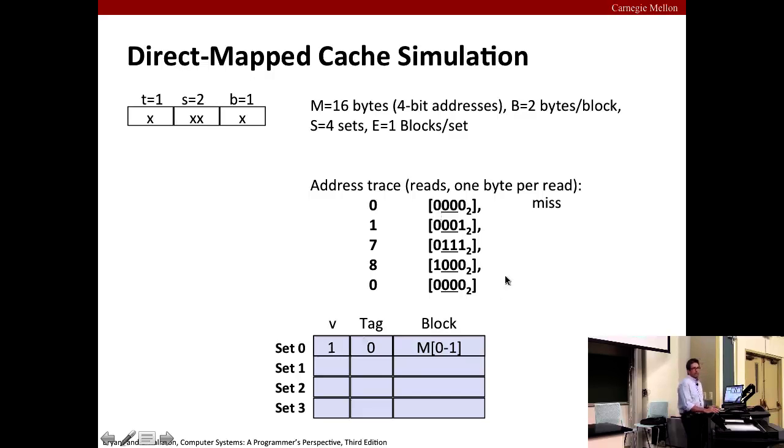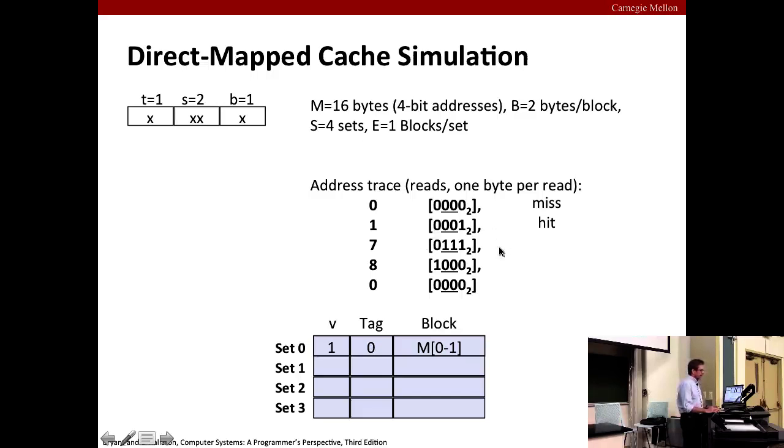Okay, now the next address that comes by is address 1. Well, that's a hit, right? Because the block that contains the byte at address 1 is already in the cache. The tags match. Okay, so we're good. That's a hit.